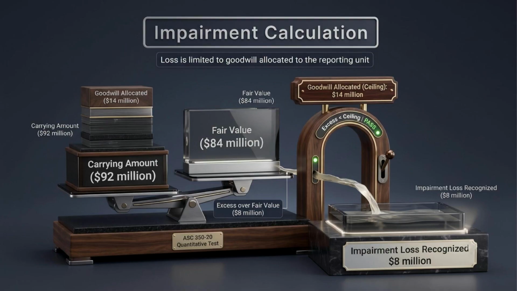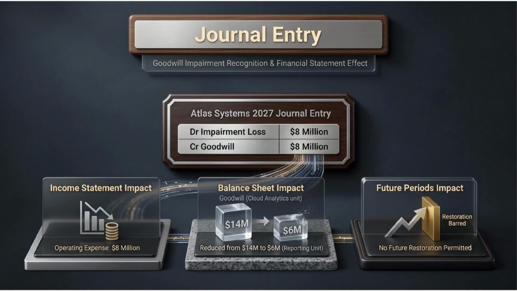Once the impairment loss is measured and supported, the journal entry is direct. Atlas Systems records debit impairment loss for $8 million and credit goodwill for $8 million. The entry is balanced and it reduces goodwill from $14 million to $6 million.